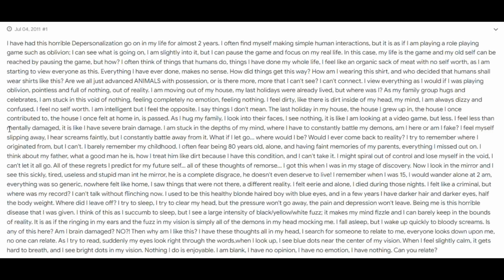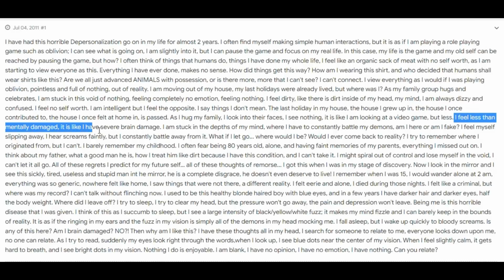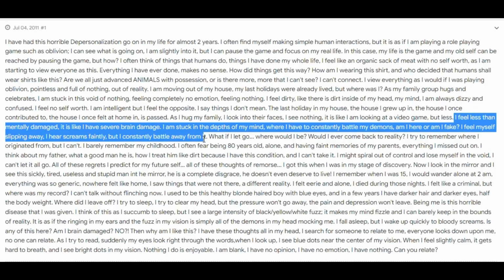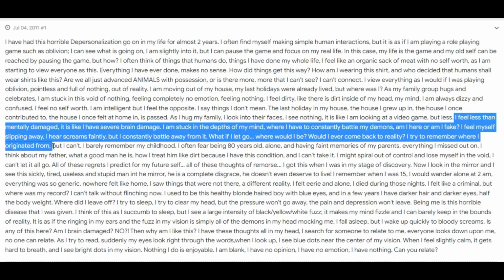But anyway, okay. I feel less than mentally damaged. It is like I have severe brain damage. I'm stuck in the depths of my mind where I have to constantly battle my demons. Am I here or am I fake? I feel myself slipping away. I hear screams faintly, but I constantly battle away from it. What if I let go? Where would I be? Would I ever come back to reality? I try to remember where I originated from, but I can't. I barely remember my childhood.